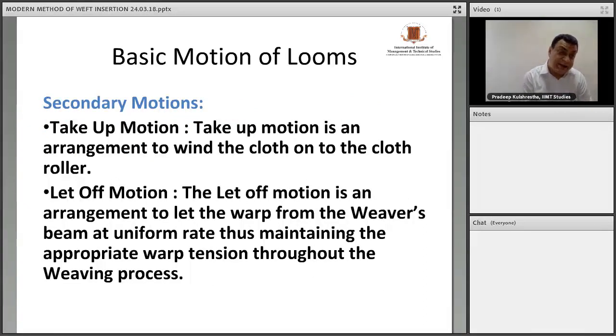Now if we go in depth, after the basic motions of looms come the secondary motions, such as take-up motion. Take-up motion governs how the woven fabric is wound on the cloth roll. This is a mechanism for keeping the fabric on the cloth roll. Then let-off motion is the motion to regulate the warp beam at uniform tension to facilitate the weaving operations.